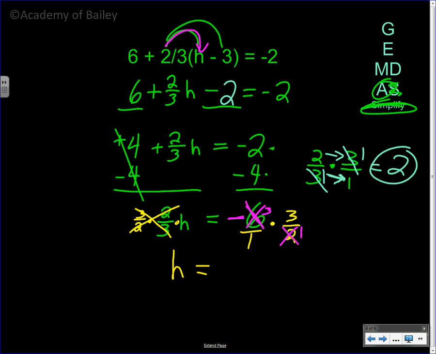We have a negative times a positive, which is a negative. On the top, 3 times 3 is 9. And on the bottom, 1 times 1, which is 1. I do not need to put the -9/1 because it's just going to leave us with a -9.